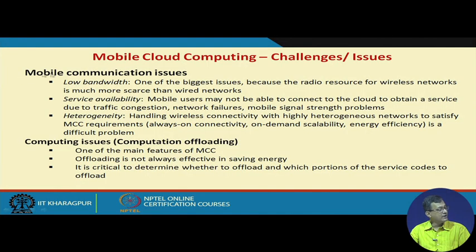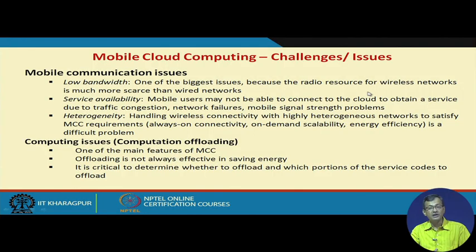First, mobile communication issues, that is low bandwidth, one of the biggest issues, because the radio resource of the wireless network is much scarcer than the wired network. The availability of mobile or wireless bandwidth is at times pretty low compared to wired, and it is not only low, it also varies over time in a long running process. So, getting a guaranteed bandwidth is a challenge.